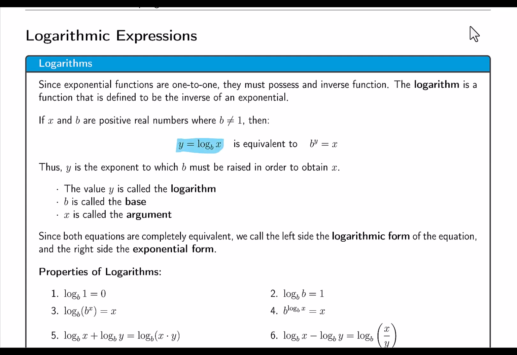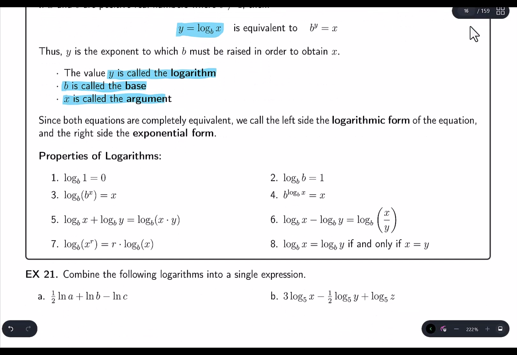When you see an expression like y equals log base b of x, y is called the logarithm itself, b is called the base of the logarithm, and x is the argument of the logarithm. So that's the terminology that we use here. The logarithm of any base of 1 is just equal to 0. Good thing to know for reducing stuff. A logarithm of base b of b is equal to 1.